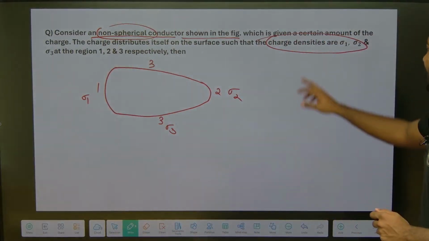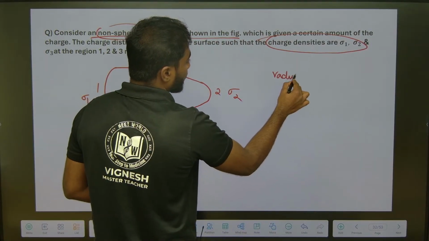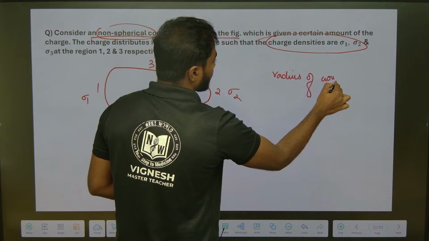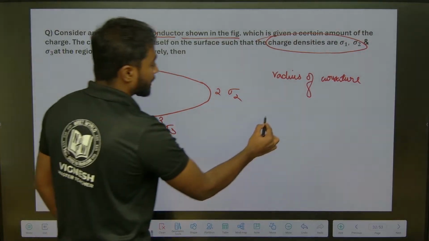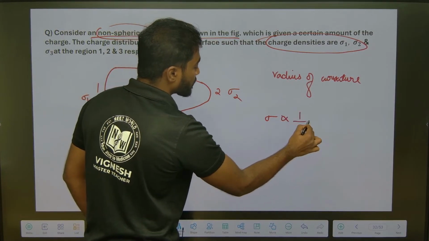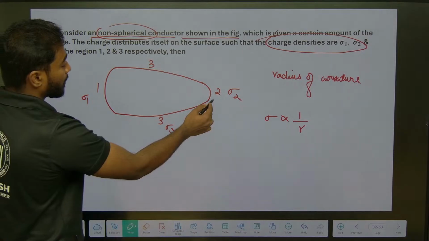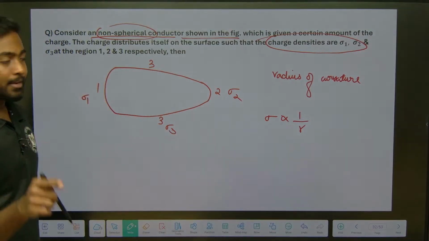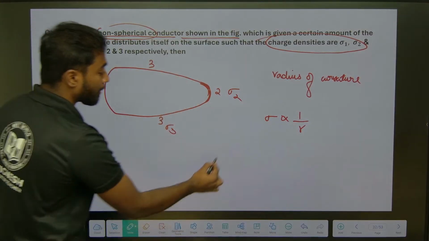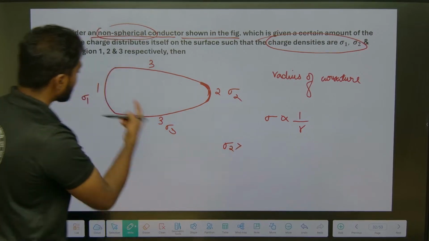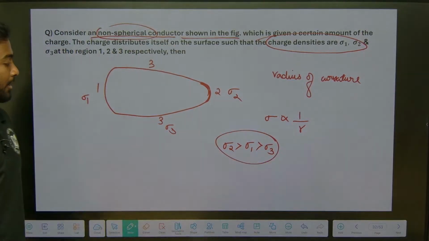So when we talk about the charge density, we need to talk about the radius of curvature. Charge density is inversely proportional to the radius of curvature. So when the radius of curvature is more, charge density will be less. When the radius of curvature is less, charge density will be more. So the order can be written as sigma 2 greater than sigma 1 greater than sigma 3. This is the order in descending order.